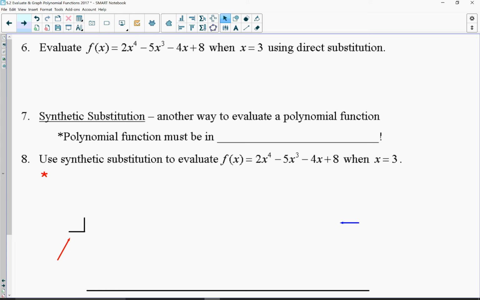So evaluating polynomial functions, there's 2 ways we're going to do this. The first way is what you're used to. It's called direct substitution. This just means that you are going to substitute the x value that you've been given into your polynomial function. So if we have x being 3, we plug 3 in for all of our variables.